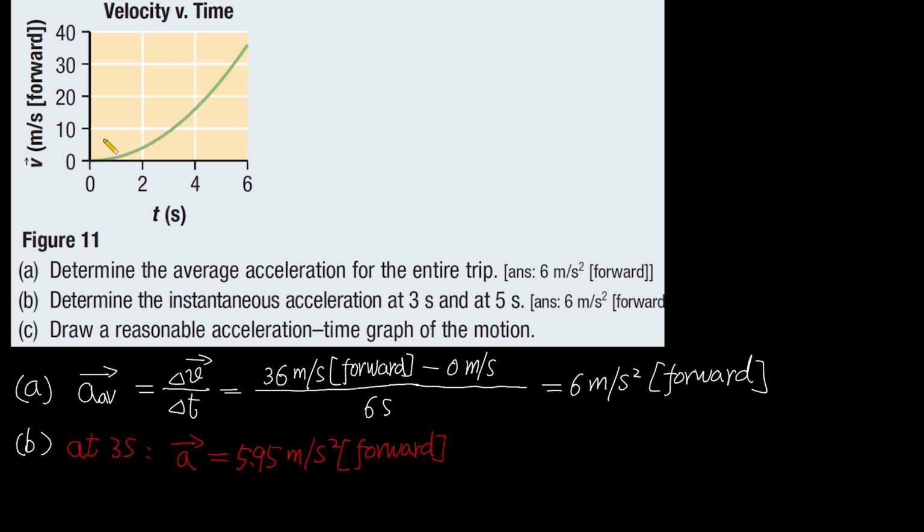And now check 5 seconds. So 5 seconds is around here. And we draw a tangent line at 5 seconds of the velocity time graph. It's just like this. And the slope of this line is around 34 meters per second forward.